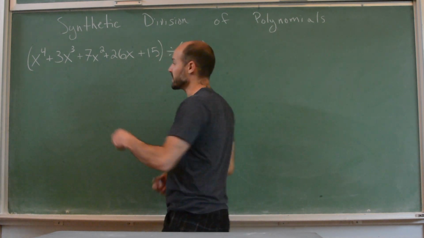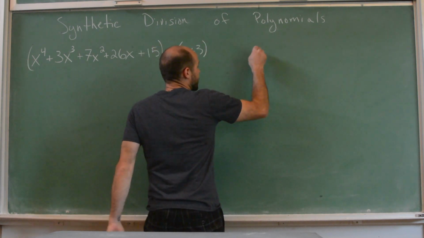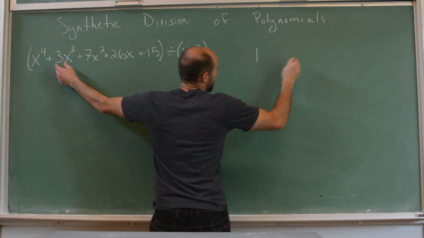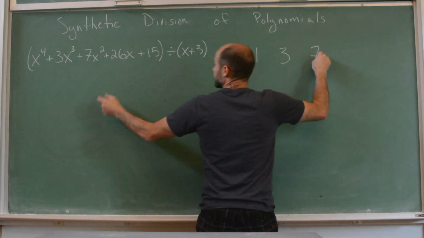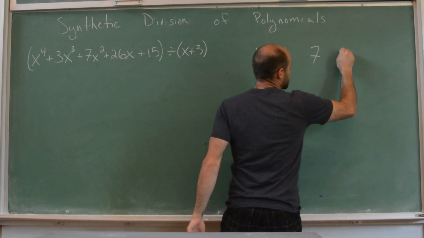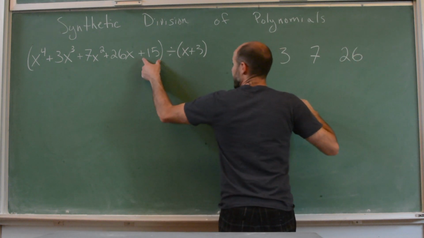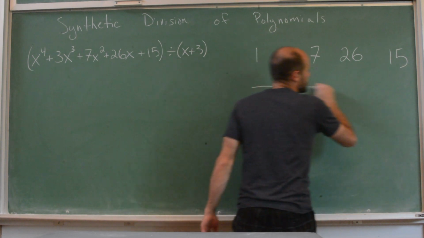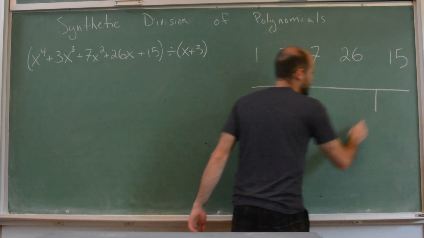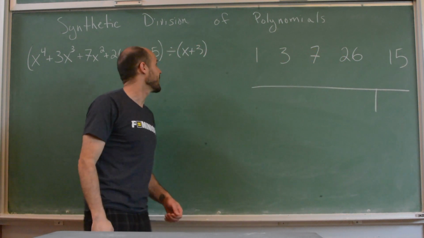Step one, take the numbers. 1x to the fourth, 3x cubed, 7x squared, 26x, and 15. We get all of our numbers, and we write our synthetic division bar with our remainder spot.